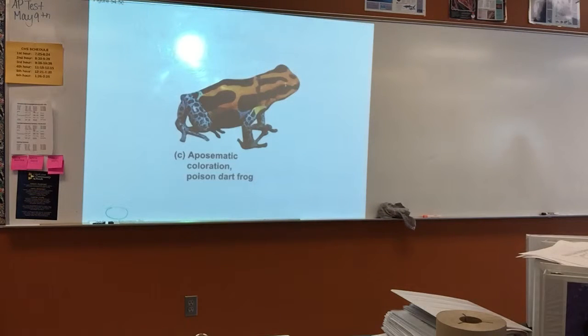And so the poison dart frog is an example of that. So there are different species of poison dart frogs. They're all very colorful, very pretty frogs. They exude a poisonous chemical from their skin. So they are definitely the one that you want to stay away from. That's an example of that coloration.